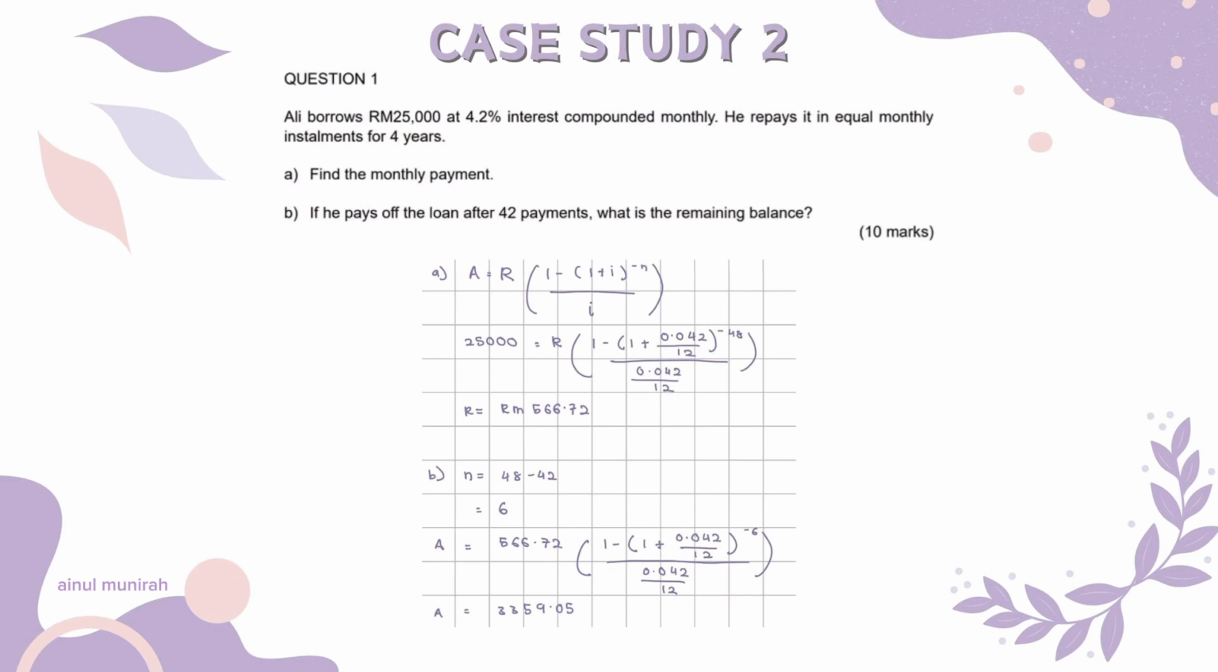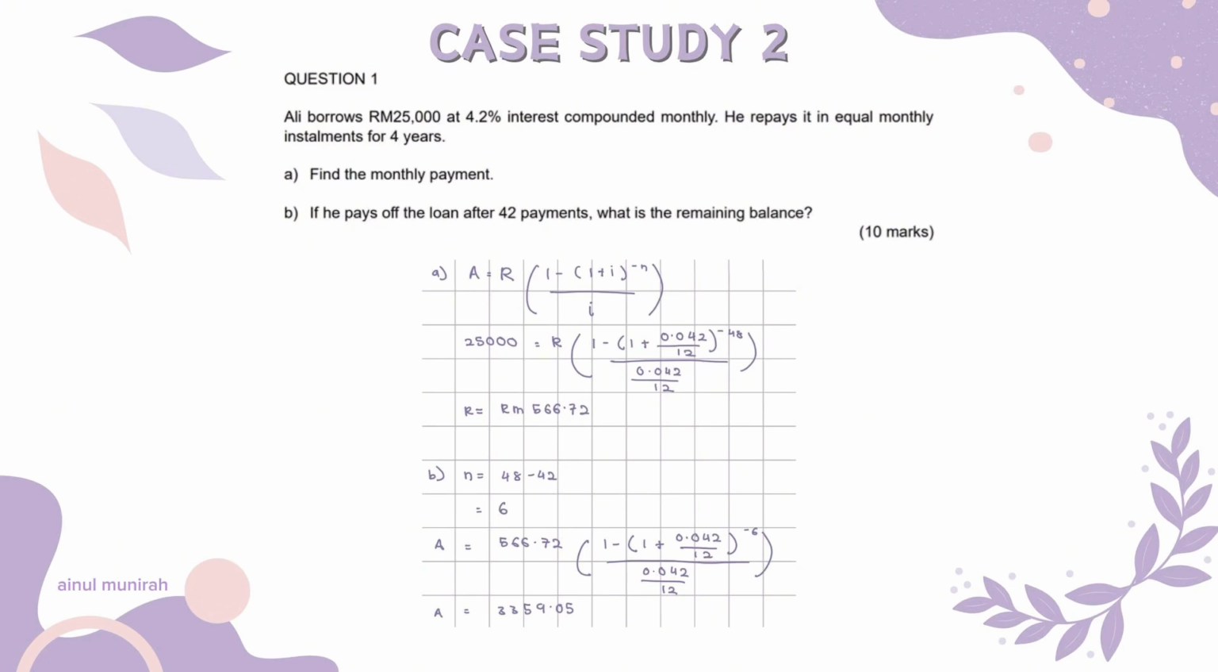So for question A, we use this formula. A equals R, which is RM25,000, in bracket 1 minus in bracket 1 plus i, which is i equals k per m. That means 0.042, the interest rate, per 12 as an interest period. In this question, we use negative n as a power. Negative n equals m multiplied by t, which means m is 12 and t is 4. And then we divide all of this by i. So the final answer for question A is RM566.72.